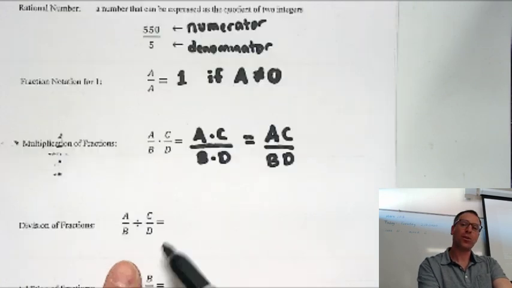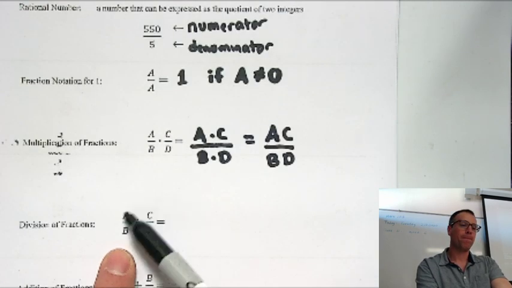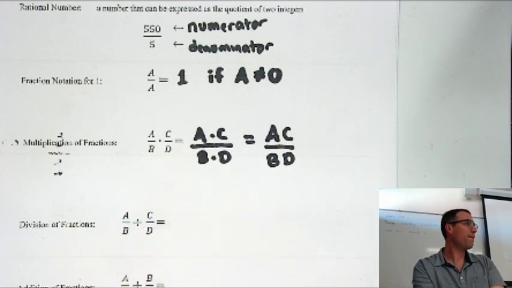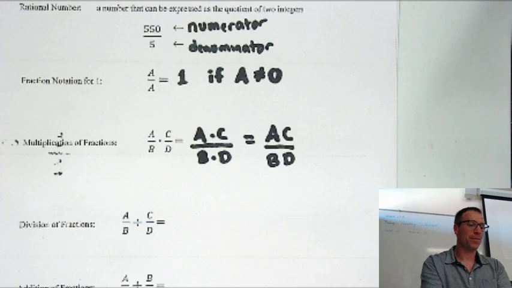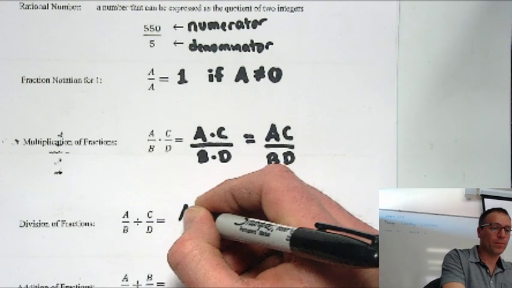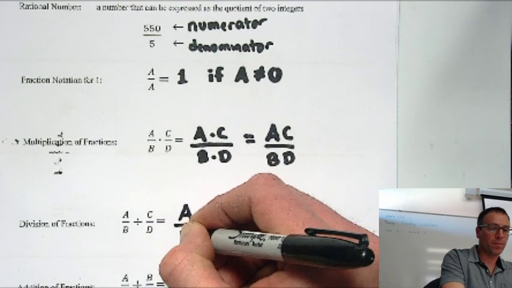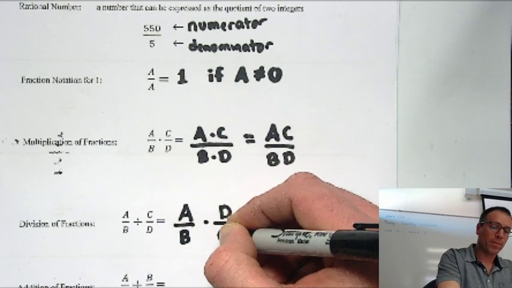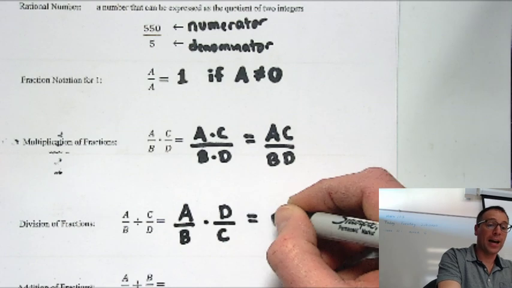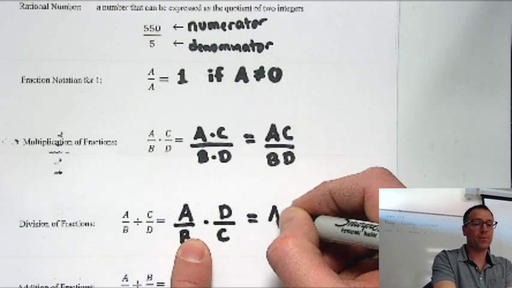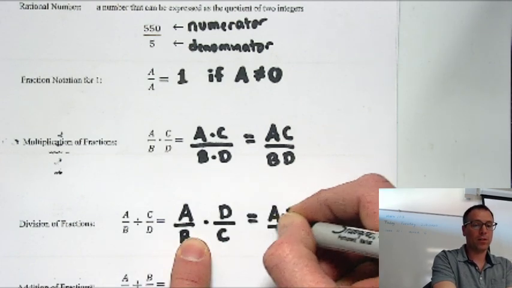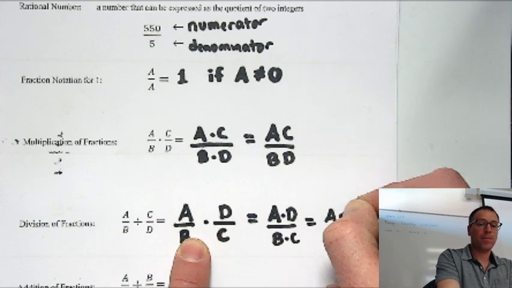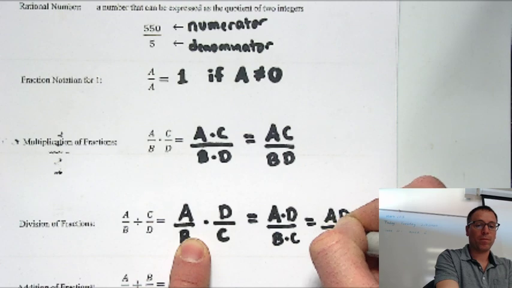So what about this one? Division. Anybody remember something about division? I can do A divided by B, multiplied by D, divided by C, and this is the same as... Yeah, so now that I have the multiplication, what can I do? I can do AD divided by BC.